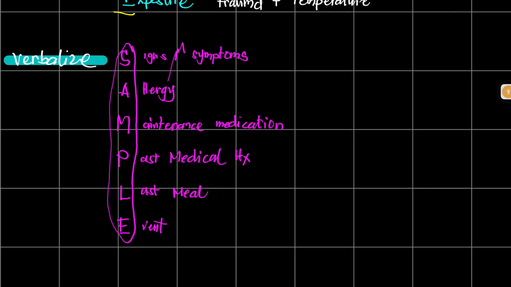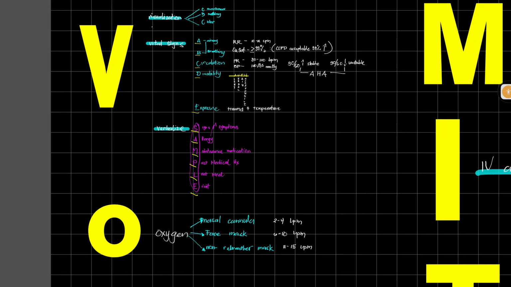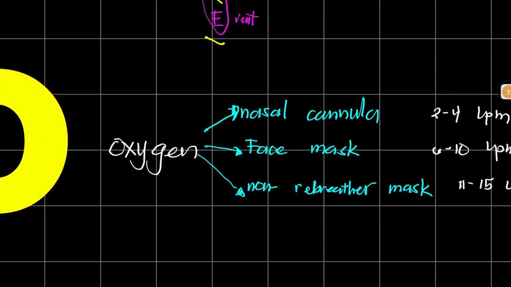This is now the time that you will take your secondary nursing assessment. SAMPLE is the abbreviation. S stands for signs and symptoms. A, allergy. M, maintenance. P, past medical history. L stands for last meal. And E for event, any precipitating event that causes your patient to have palpitation. That's what you want to know. You want to rule out every single thing. All right, we're done with V.